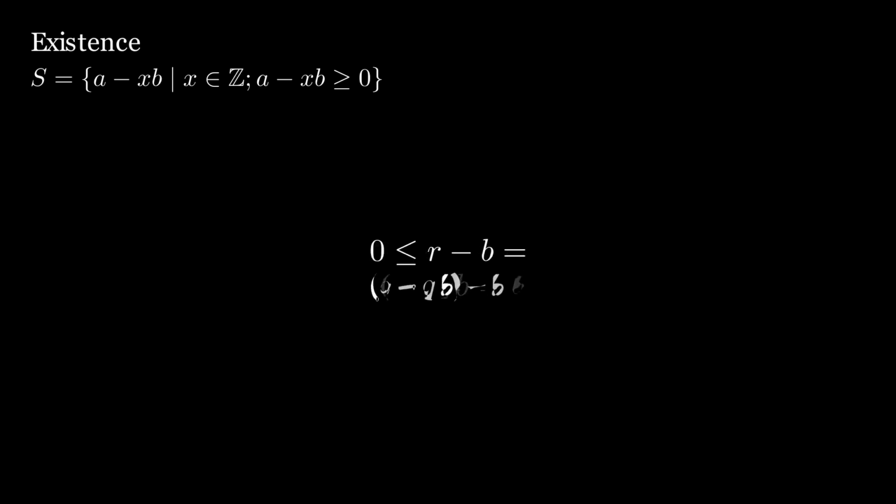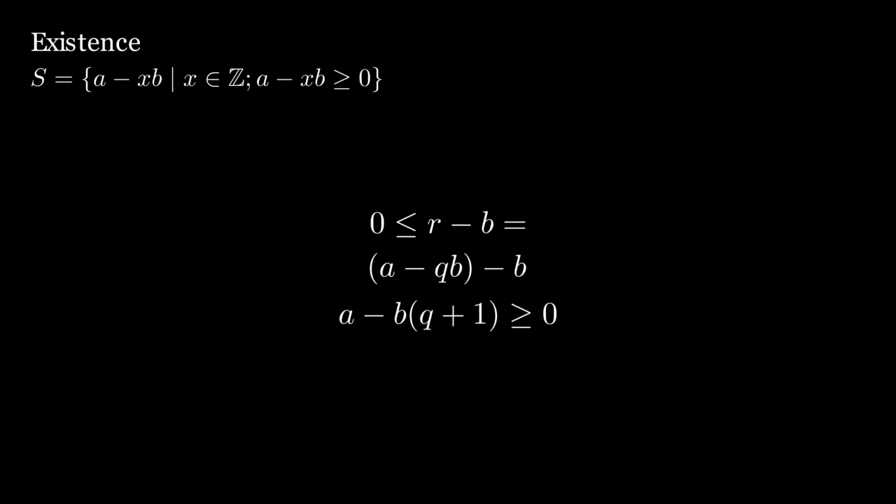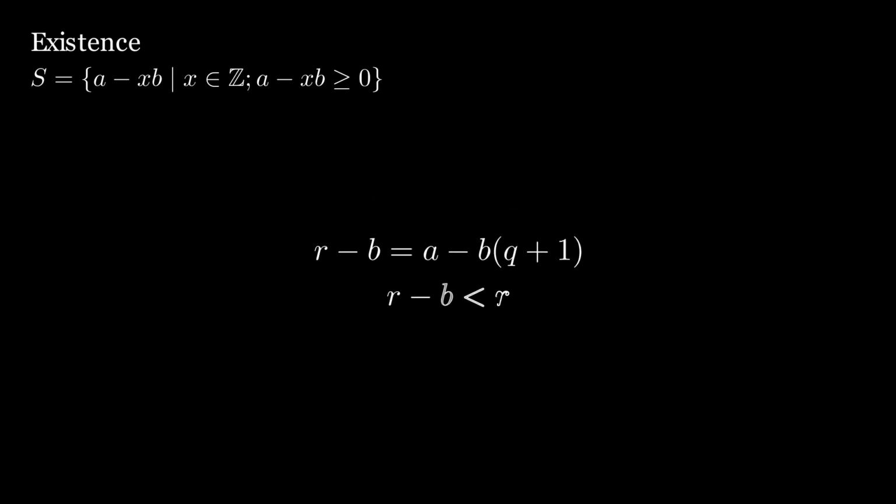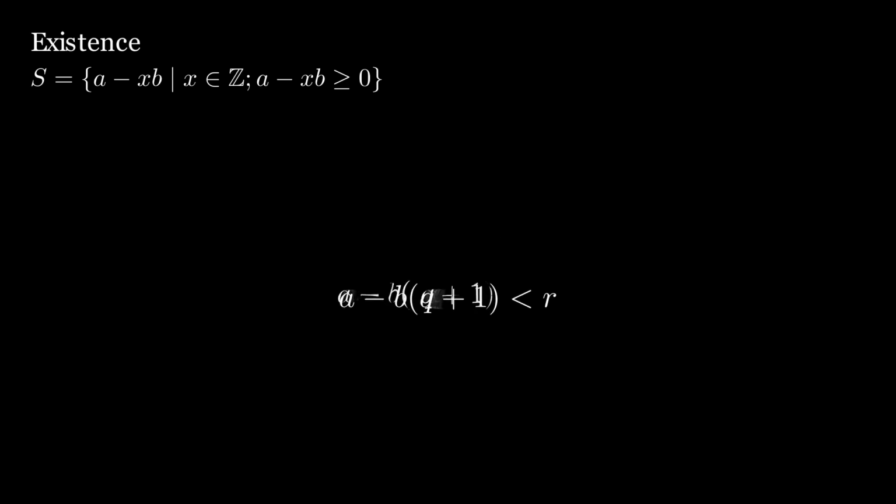But since r minus b is the same as a minus q times b minus b, we can simplify and we get a minus b times (q plus 1). And this has the proper form to be an element of S. However, since b is positive, we know r minus b is less than r, or a minus b times (q plus 1) is less than r. That's a contradiction. Why? Because we chose r to be the least element. But here, a minus b times (q plus 1) is also an element of S said to be less than r. Anyway, we then have that r is less than b.